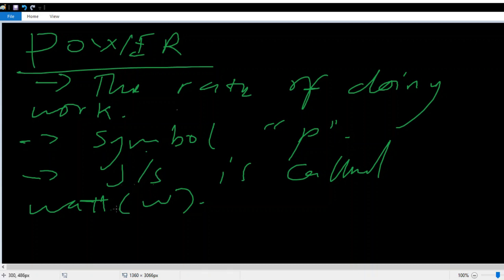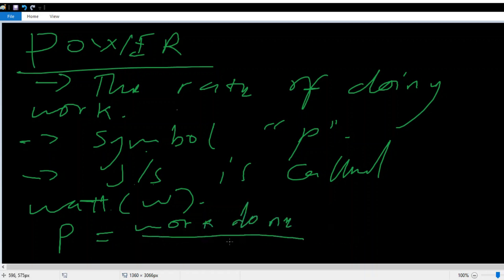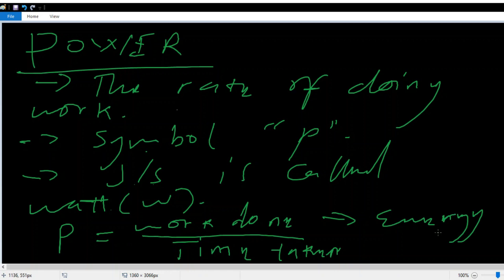And from this definition, we can say power is equal to work done divided by the time taken. Work done can also be referred to as energy, so it can be energy over time taken.